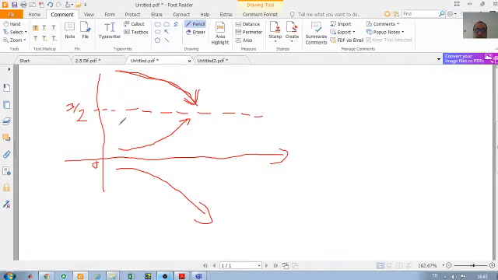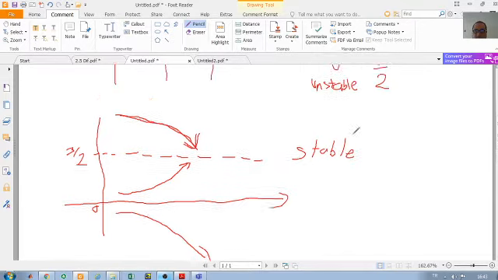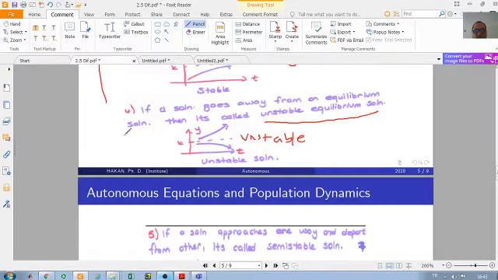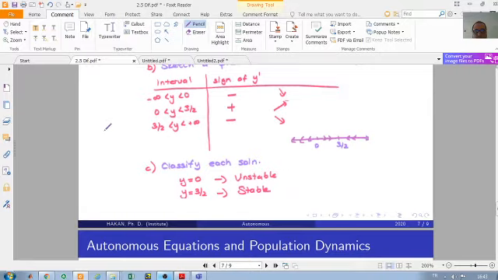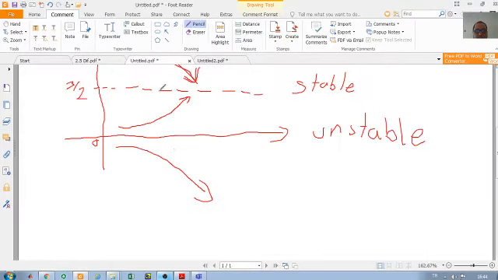So here you see the equilibrium solution y is equal to 3 over 2 is a stable equilibrium solution, and for 0 we have an unstable equilibrium solution. Okay, these are typical solution curves actually.